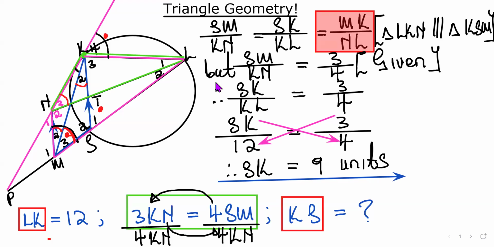Okay. So now we know that SK is 9 units. So let's go and put it. It can help us. You never know. 9 units there. And what about LK, KL? That is 12 units. Well, those are the only lengths we were given, right?